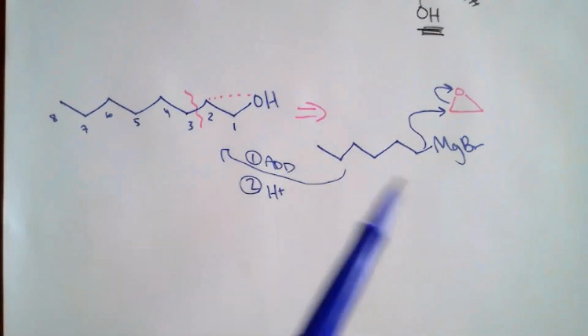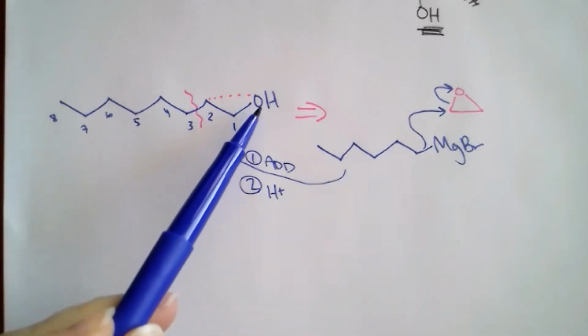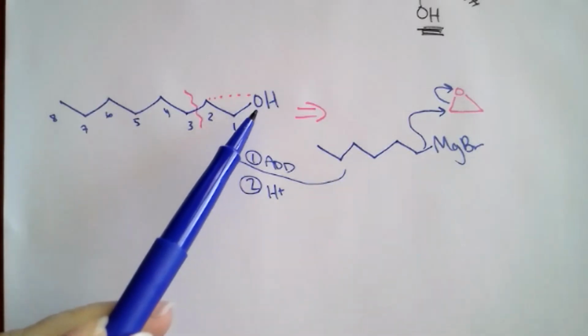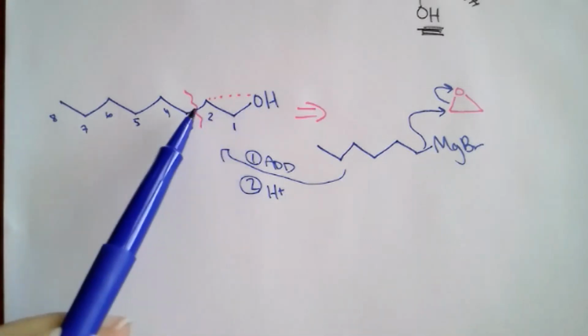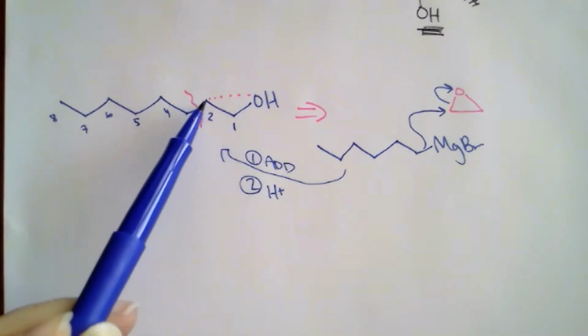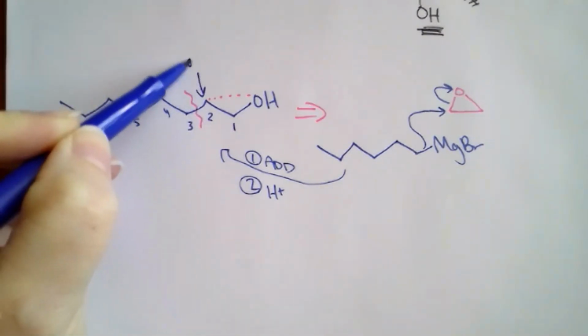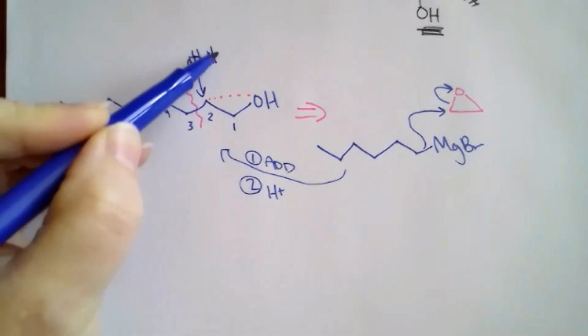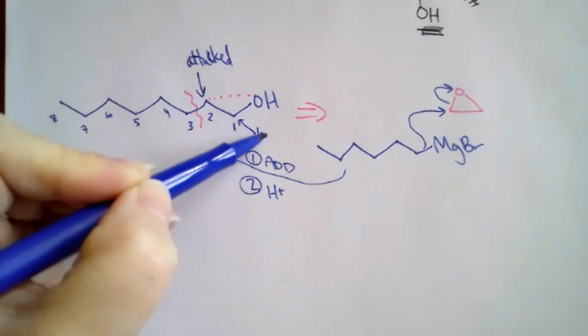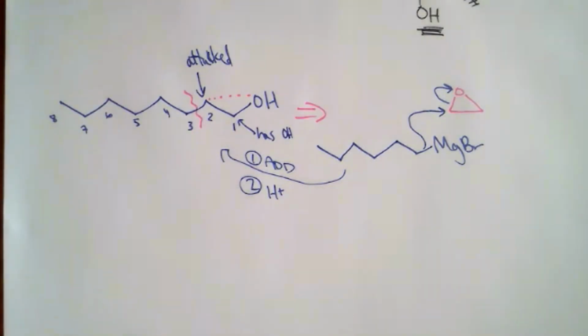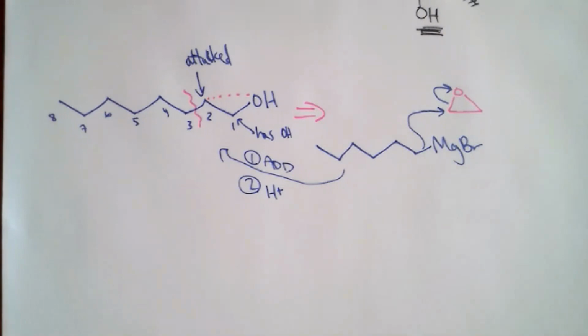Note that when your Grignard reacts with an epoxide, every time a Grignard reacts with an epoxide, you make an alcohol. The alcohol that you make is 1 carbon away from the carbon that actually got attacked. This carbon got attacked. This carbon has the alcohol. That's different for epoxides versus carbonyls that we're about to go through. Speaking of carbonyls, let's do them.